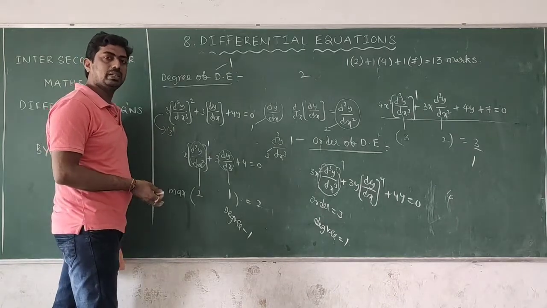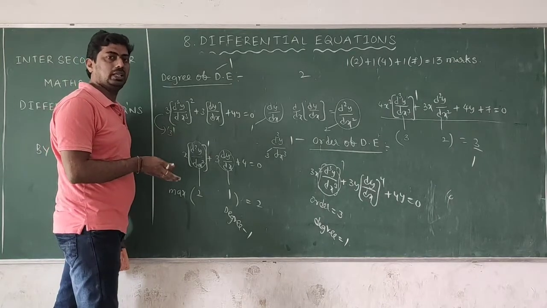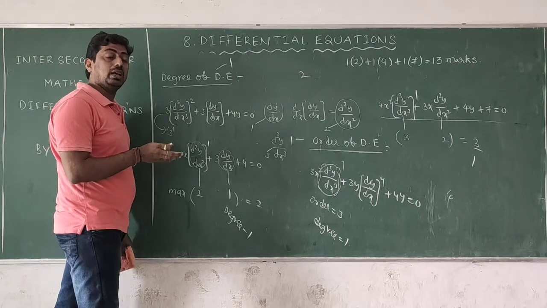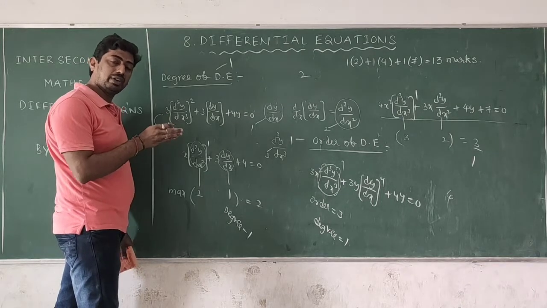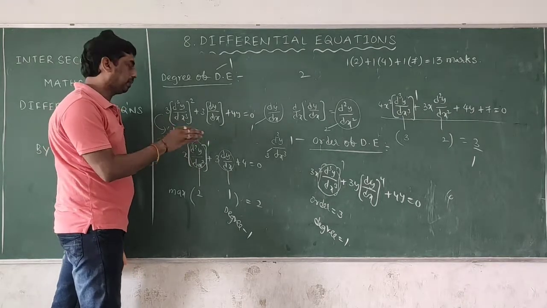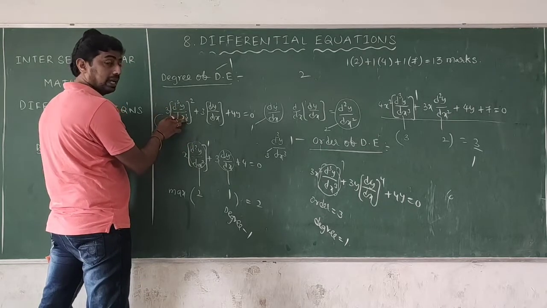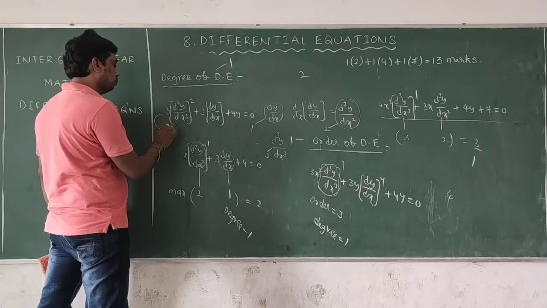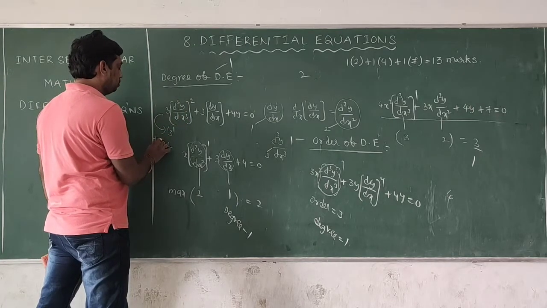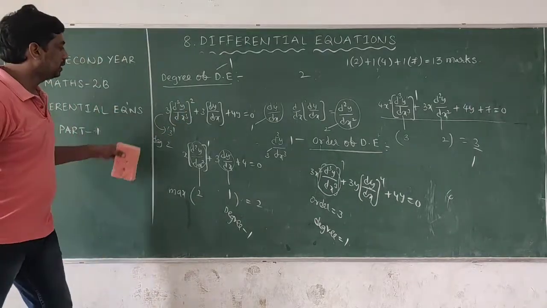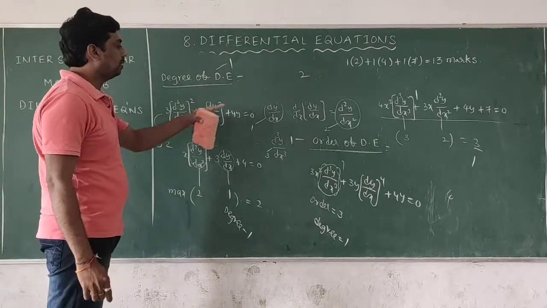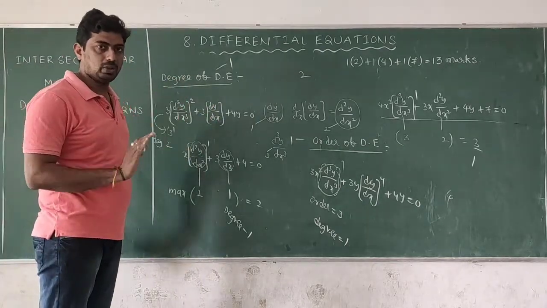What is the degree? The power of the maximum order derivative of the differential equation is called the degree. So d cube y by dx cube is the maximum order, that's why that power is 2. That's why the degree is 2. Okay. This is about the degree and also the order of the differential equation. Any more doubts on this one?